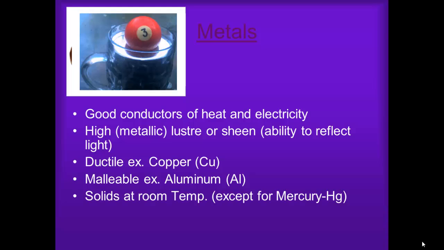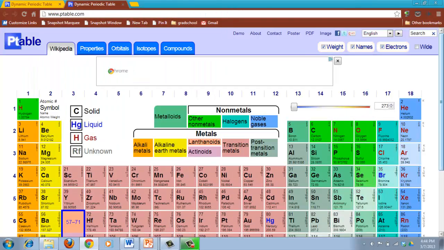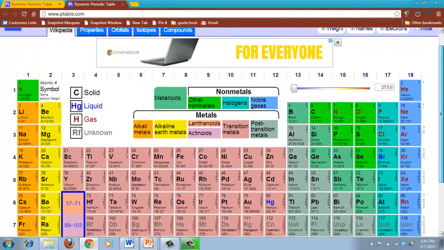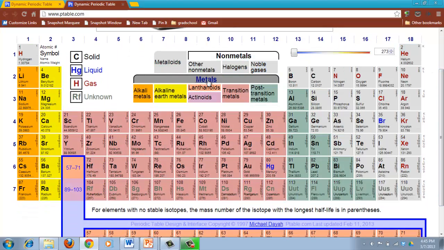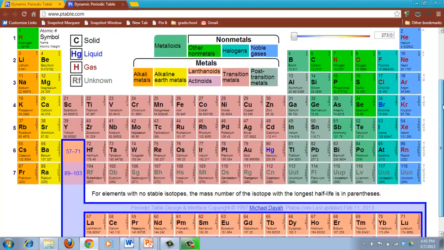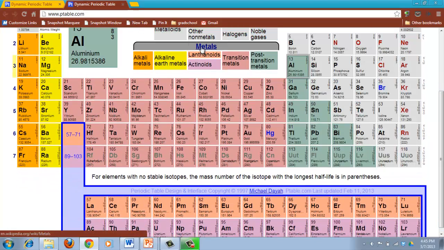They tend to be solids at room temperature, except for mercury, which you've seen in these two pictures, and they also tend to have higher densities. And the majority of the periodic table, if we take a look here, consists of metals. So if we go to our dynamic periodic table here, and I only highlight the metals, let me move this down a little bit more so we can get the F block in there.